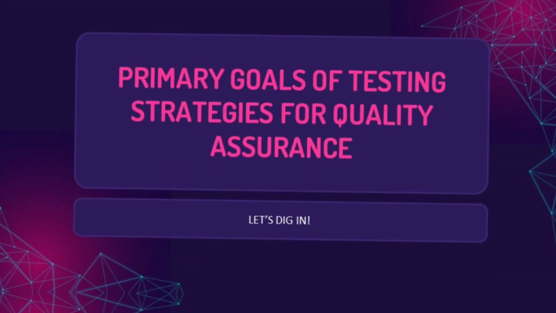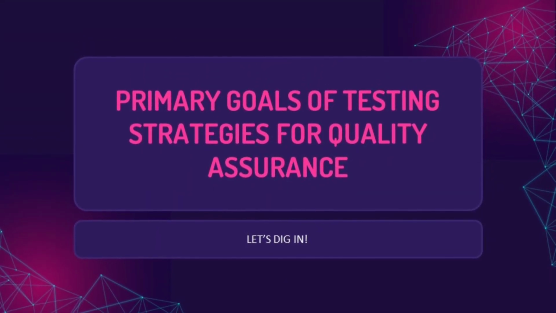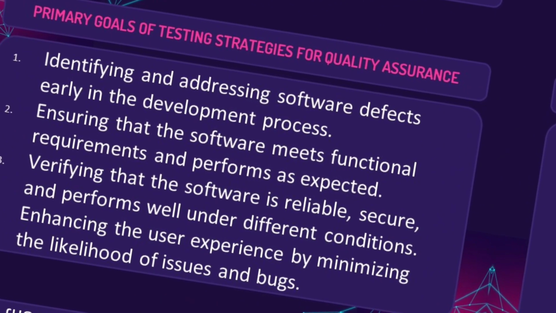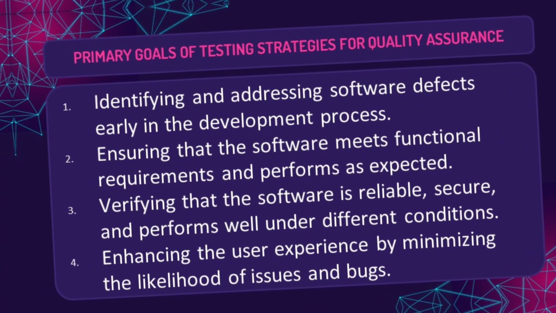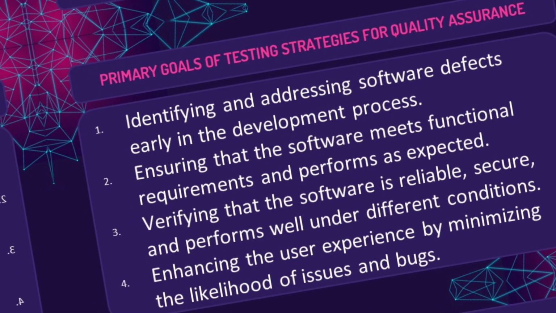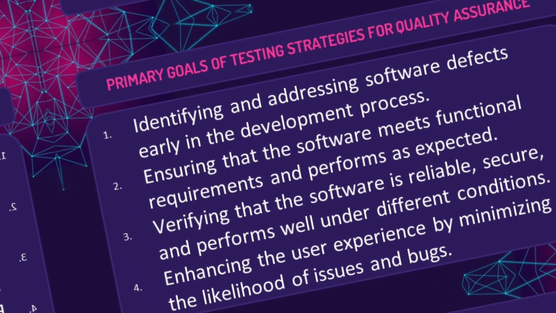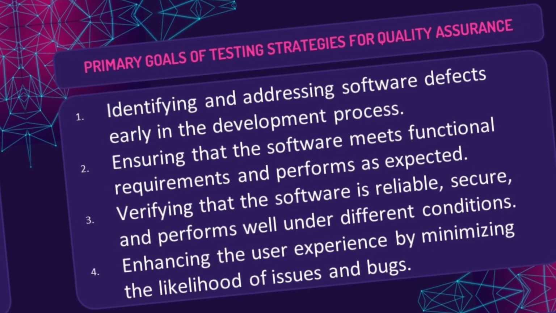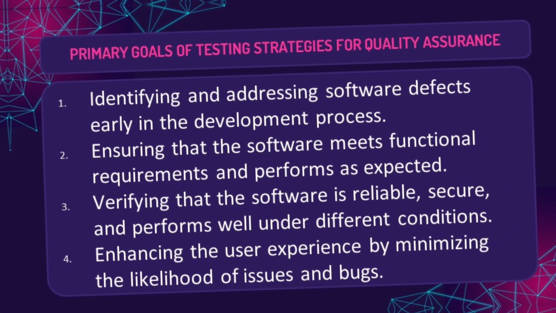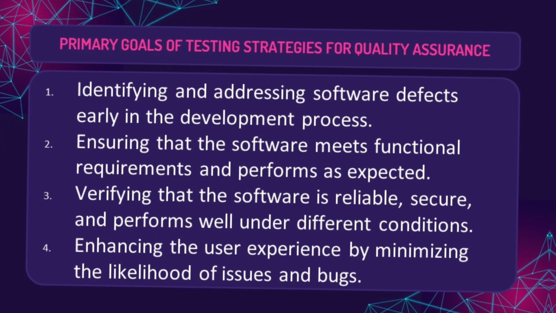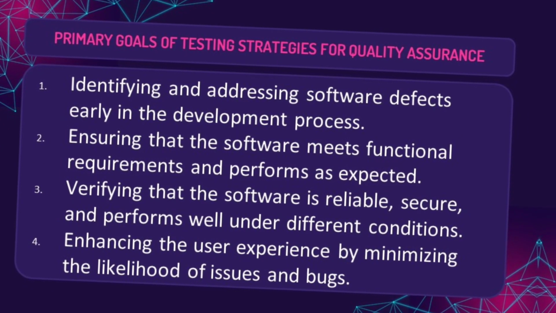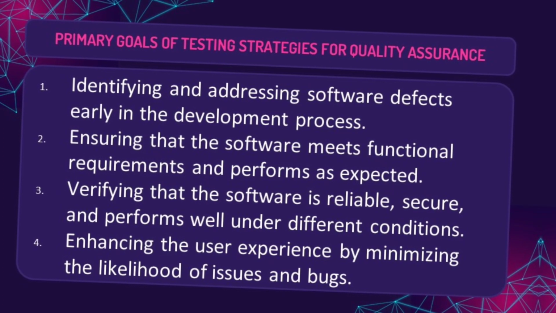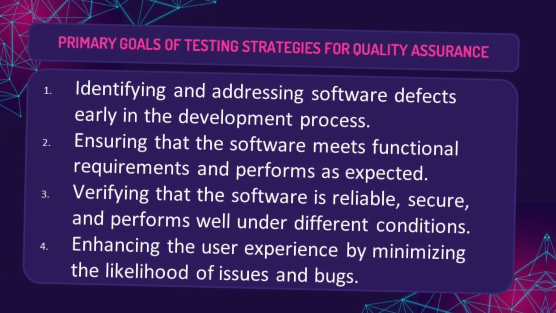So now let's proceed to primary goals of testing strategies for quality assurance. Identifying and addressing defects early. One of the key objectives of testing is to catch and rectify defects and issues as early as possible in the software development life cycle. Early defect detection reduces the cost and effort required for fixes. Ensuring functional compliance. Testing ensures that the software meets its functional requirements and behaves as expected. It validates that the software performs the intended functions accurately.